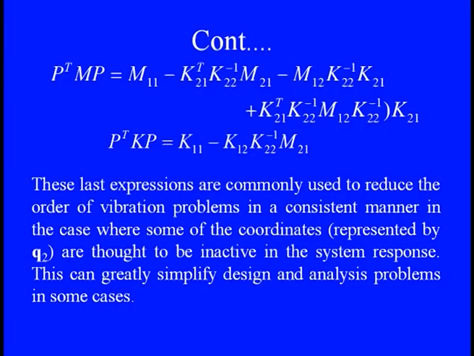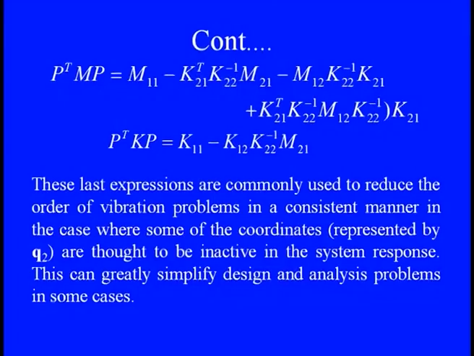The other matrix form is K22 inverse and K21, and then plus K21 transpose K22 inverse, as we discussed in the second term, and then M12 and K22 inverse multiplying with K21. So ultimately, having kept this in the mass matrices with P transpose and P, we can also form the stiffness matrix, P transpose K P, which is nothing but K11 minus K12 K22 inverse K21.